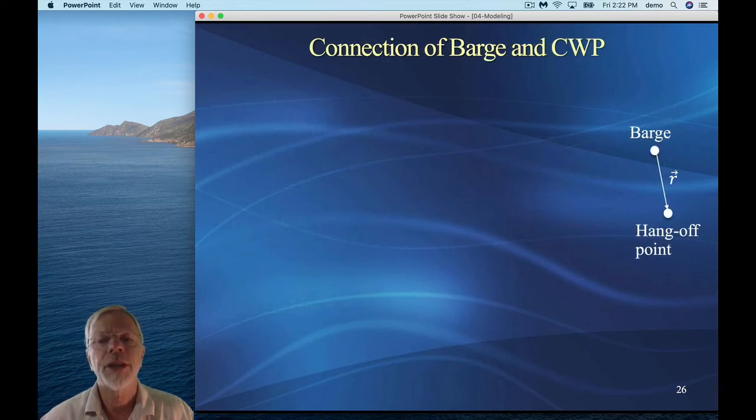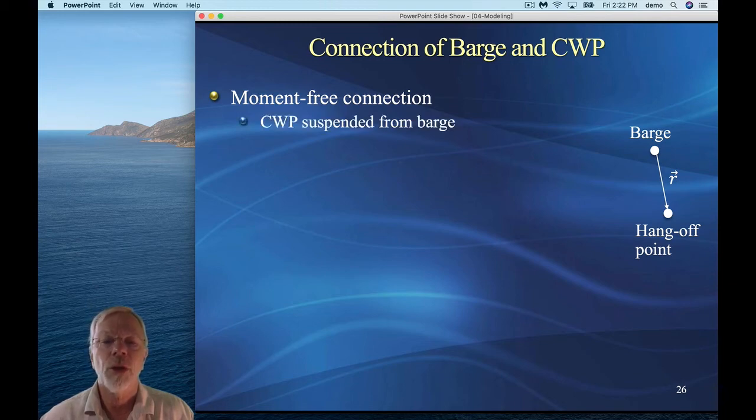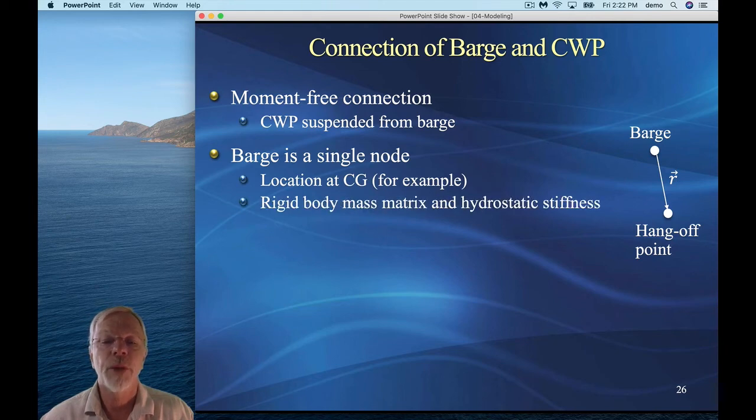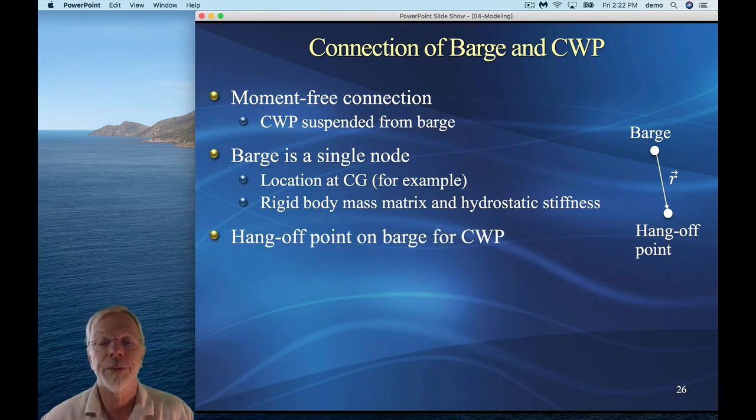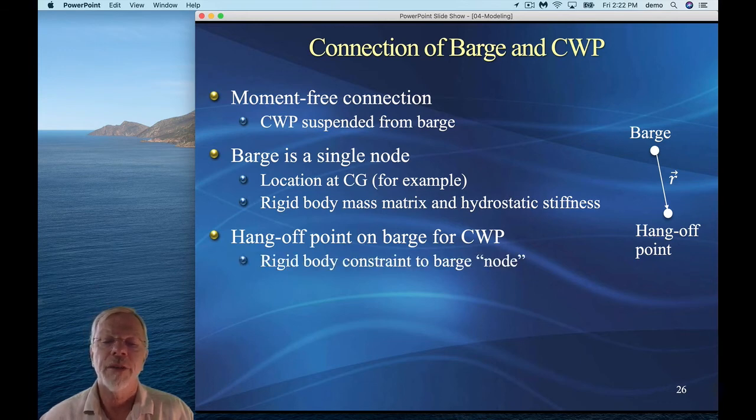So now let's talk about the connection of the barge and the cold water pipe. As I mentioned before, we have a moment-free connection between the barge and the cold water pipe, and this cold water pipe is suspended from the barge. I also mentioned before that we've modeled the barge as a single node at the CG with the rigid body mass matrix and the hydrostatic stiffness matrix of the rigid body applied to that node. The hang-off point of the CWP is on the barge, but it's not the CG. It's another point, and so we need to use the rigid body constraint from the CG to determine the displacements of the hang-off point.